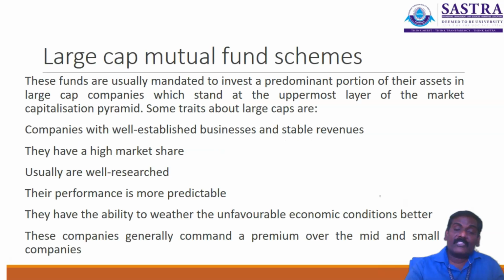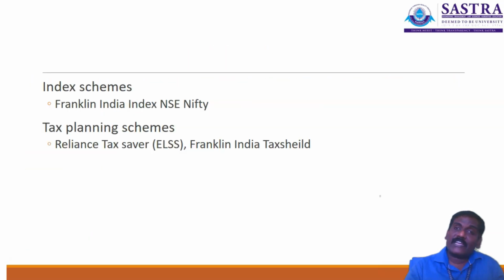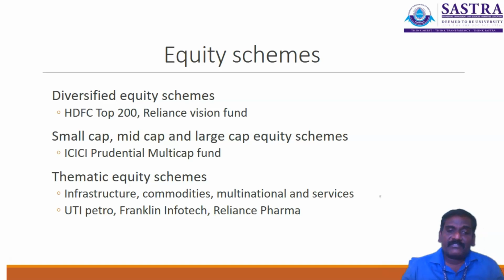We can say the thematic equity schemes are like sectoral equity schemes, index schemes, tax planning schemes. So the first one is going to be the diversified equity scheme. Across the different sectors, the investment is proposed by the asset management company for investment into such a scheme. We call it a diversified equity scheme.